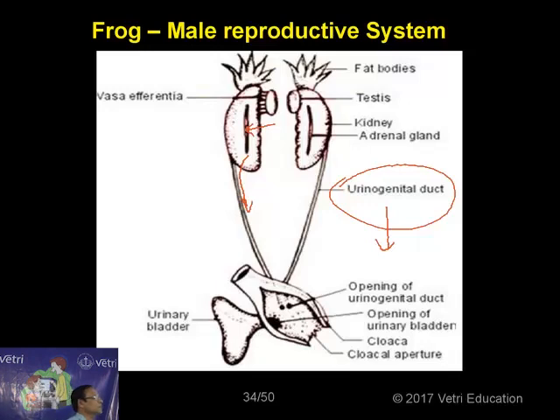So that's about the male reproductive system, very similar in organization: a pair of testis, vasa efferentia, Bidder's canal, and then we have the urinogenital duct, and finally it opens into the cloaca.